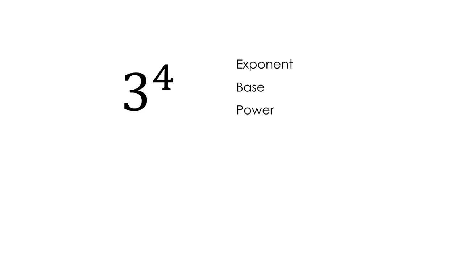When we have a number written like this, we say the number is written in exponential form. Before we see what that means, we're just going to get our terminology right, in other words, the words we use. So the words we use in this case are exponent, base, and power. Let's see what each of these are.